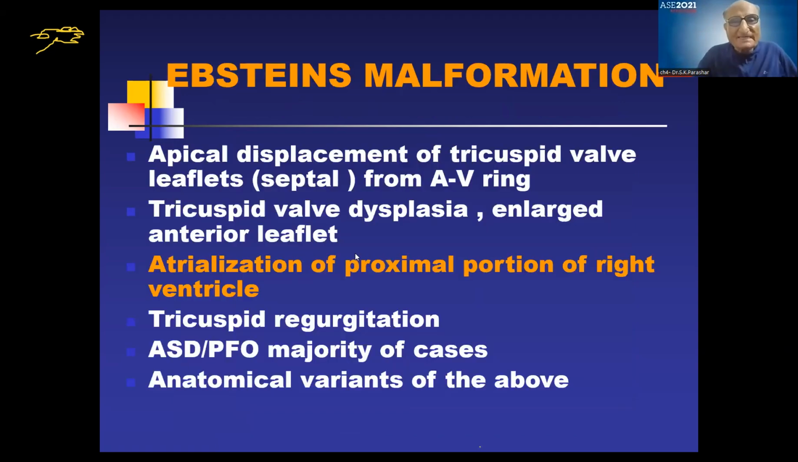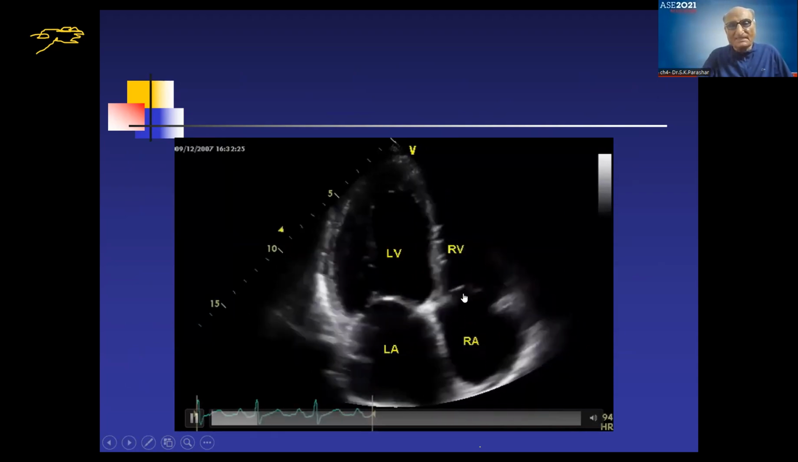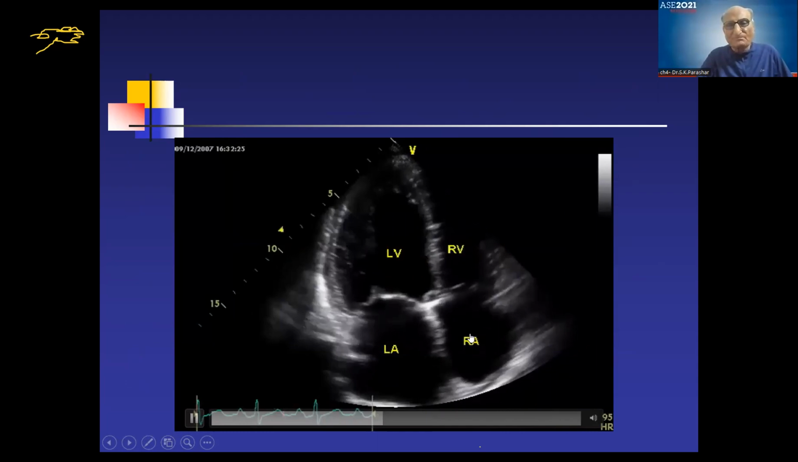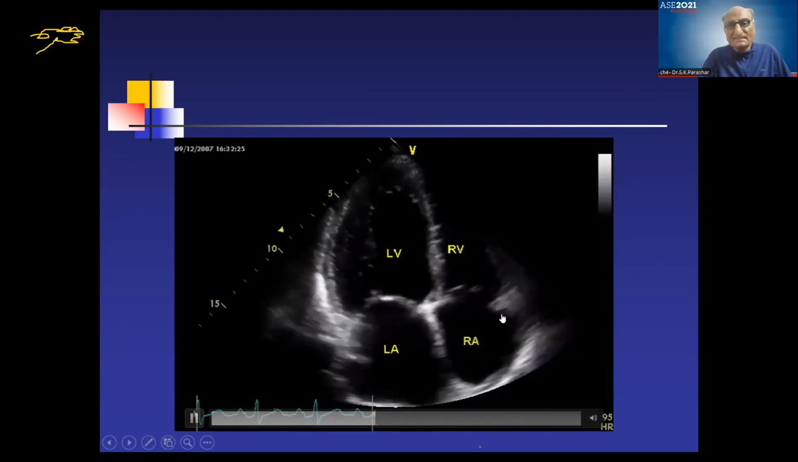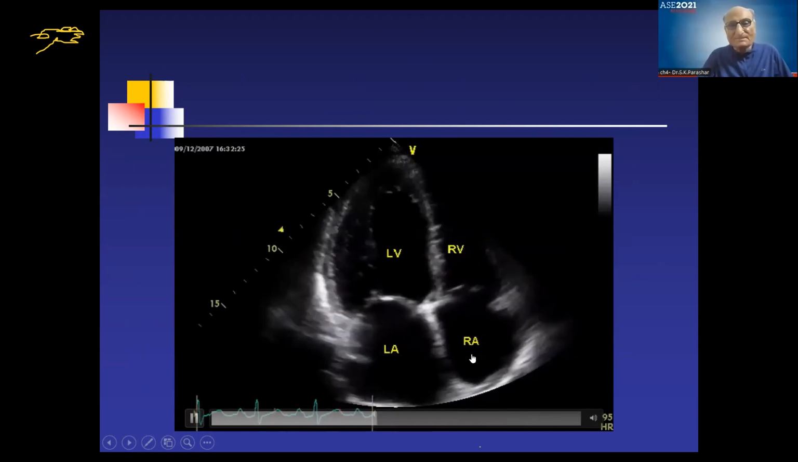Now, what is atrialization of the proximal portion of the right ventricle? You have seen apical displacement, you have seen enlarged right ventricle. Now you see, this is RA, this is RV. There is not any structure in between. Any structure which is posterior or superior to the tricuspid valve is the right atrium. So the leaflets are here, and the annulus is here. This structure is the right atrium because it is connected superiorly, away from the apex.